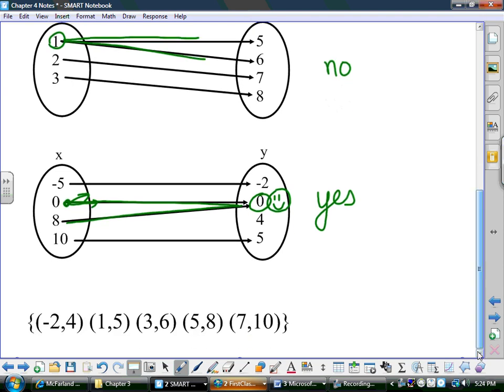What about in the ordered pairs? Is that list of ordered pairs a function? What we're really looking for here is, are any of the x's repeated? And that would send the x's off in two separate directions. As I look at those x values, the x values do not repeat, so yes, that's a function.